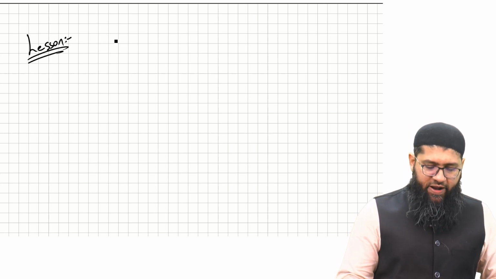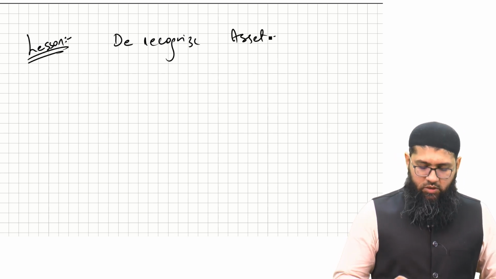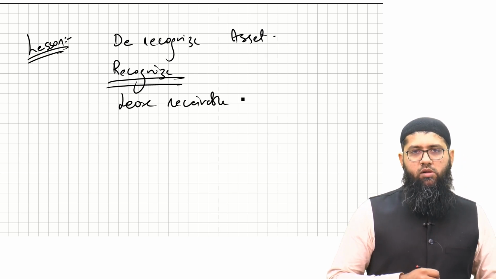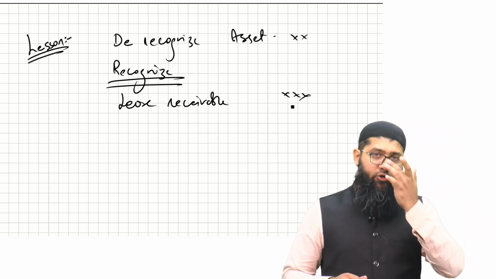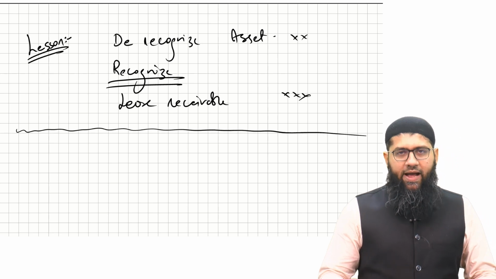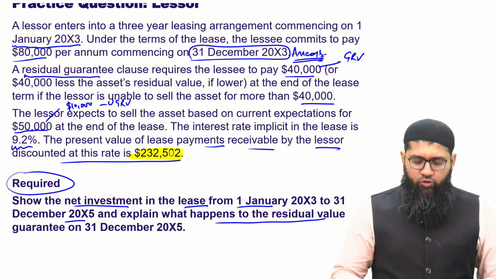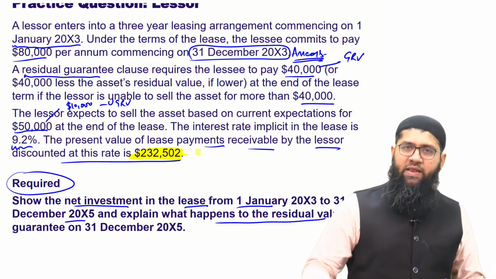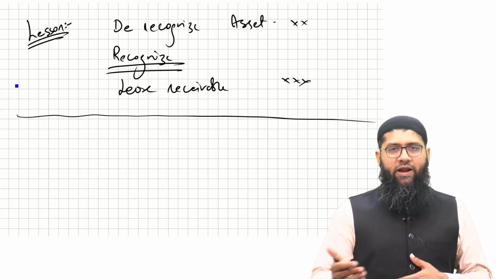The first thing that lessor is going to do is de-recognize the asset, and he is going to recognize lease receivable. Now how exactly are we going to recognize all of this? So I'm just going to give you a bit of guidance. I'll solve this example which was given here. I'll solve it, although the examiner has given us this 232,502. But again, I will guide you on how he has been able to achieve this. See, you would de-recognize the asset as a lessor, you would recognize lease receivable.